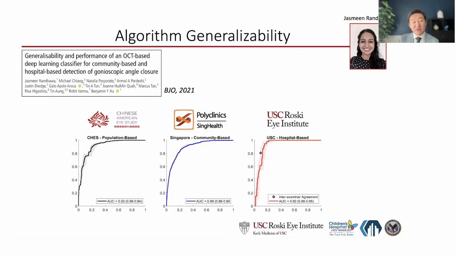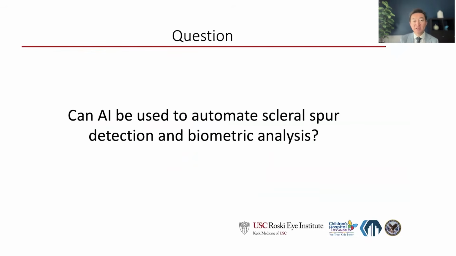It's also important to note here that in our cohort at USC, these patients actually received gonioscopy by 2 clinicians. And so you can see the agreement here between the 2 clinicians is marked by the sensitivity and specificity of the second clinician compared to the first clinician. And we can see that the AI model achieves the same level of performance, which suggests that it is performing at a very high level.